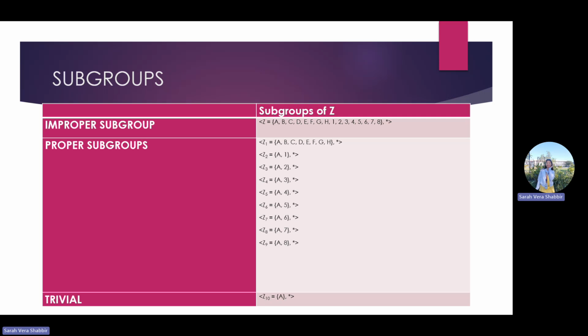For the next one, we have the proper subgroups. In this part, we are going to verify if there are subgroups formed in our group. I have here 9 proper subgroups, and later on, we will talk about them one by one. And then the last one is the trivial subgroup, which consists of the identity element of our structure.